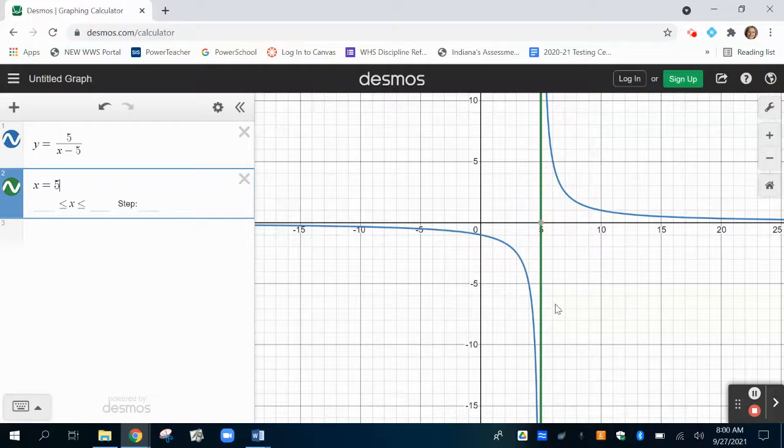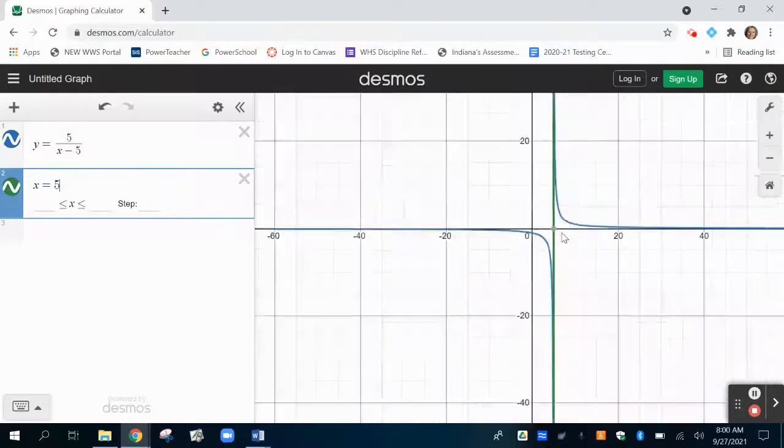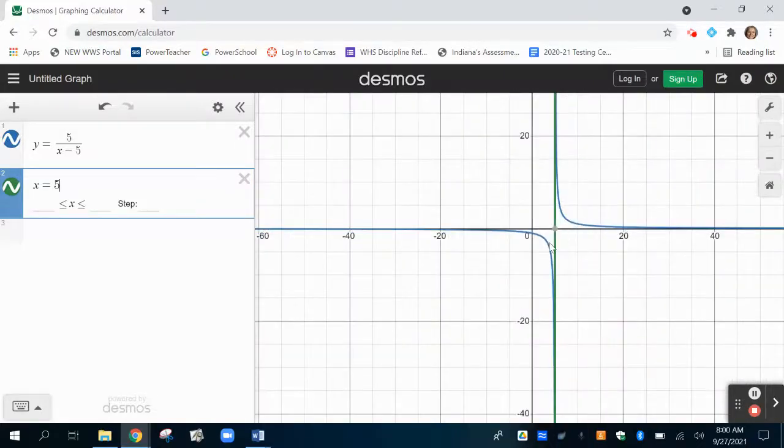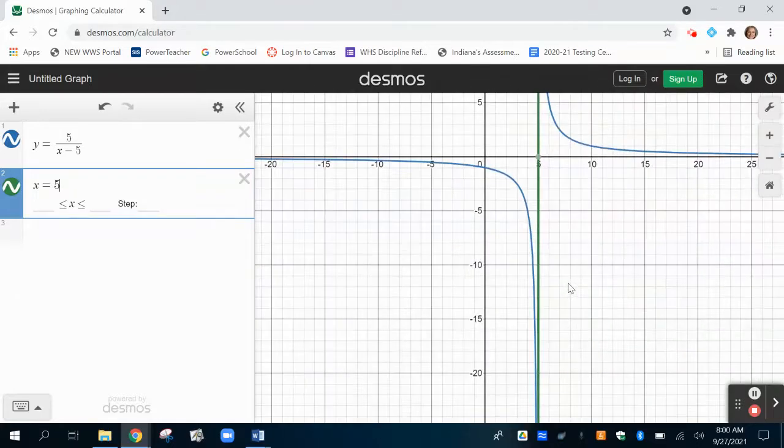Right here, where this green line just popped up, we'll notice that the graph just keeps getting closer and closer to it, but it does that weird split there. That's because this graph can't actually be at 5. If we think about this, if we were to type 5 in here, 5 minus 5 is 0, and we cannot divide by 0. That's not allowed in math. A fraction is any value a over b, where b is not equal to 0.